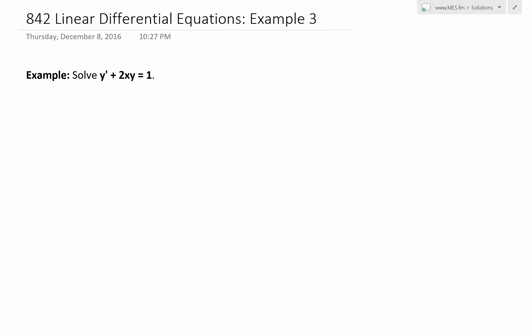Today we're going to discuss further into linear differential equations and now look at example 3. And that one goes over this example, which states: solve y prime plus 2 times xy equals 1.